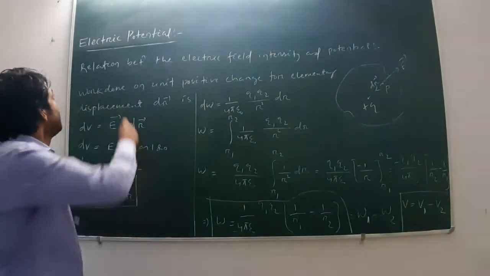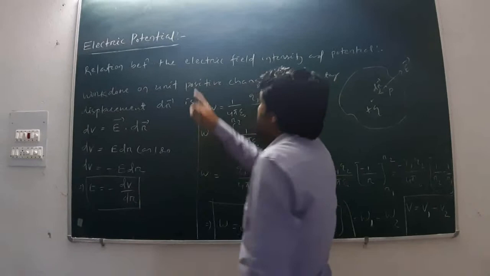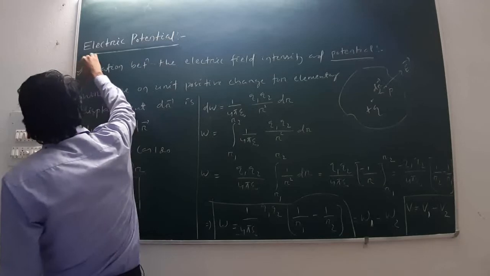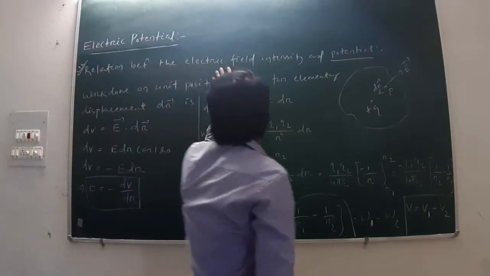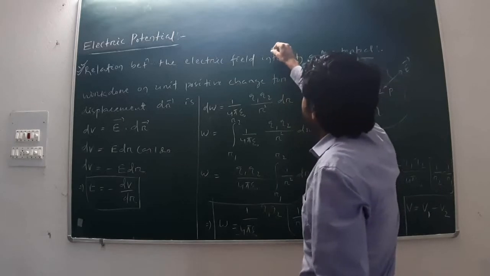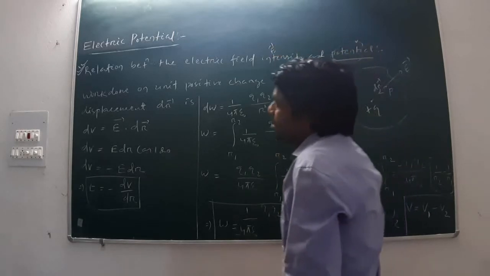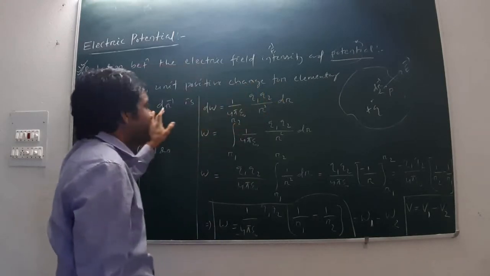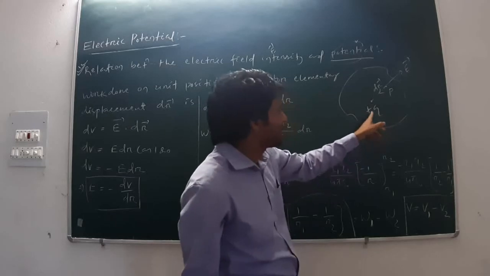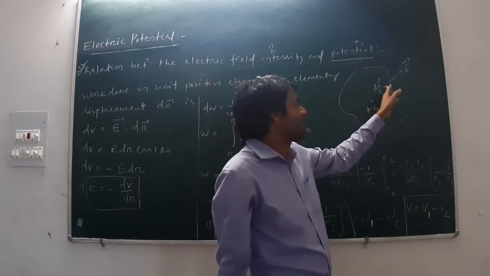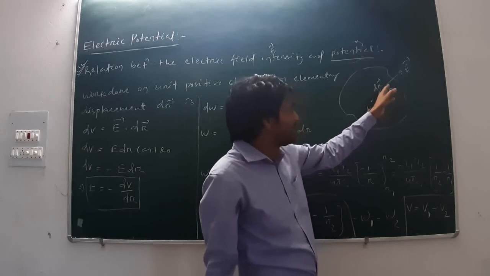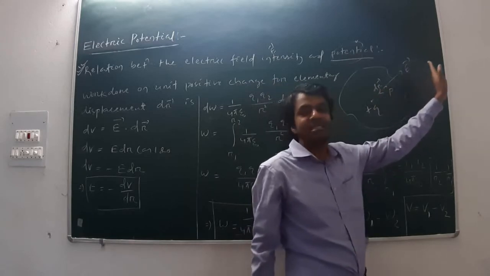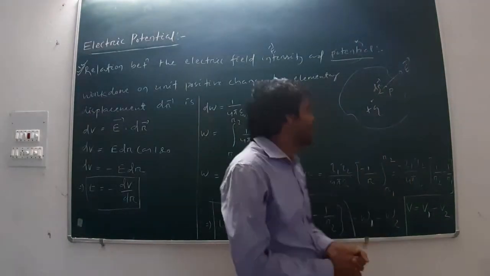Next is the relation between the electric field intensity and the potential. This is a one mark question. What is the relation between the electric field intensity E vector and the electric potential V? Let the work be done on a unit positive charge for an elementary displacement dr vector. Here a point charge plus Q is placed. P is a point of observation, and the linear displacement dr vector is towards the positive point charge, and the direction of electric field intensity is in this direction. The angle between them is 180 degrees.